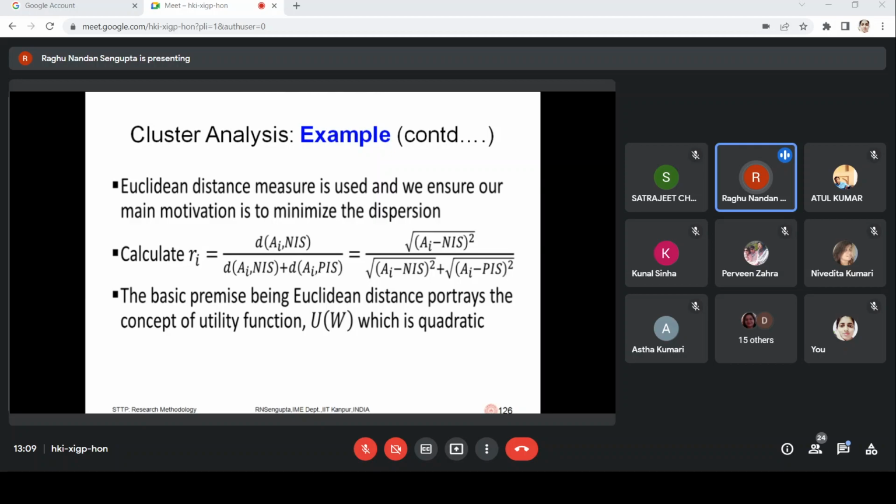So assume a decision matrix. What is the decision matrix? I'm going to come to it in detail. That needs some explanation.